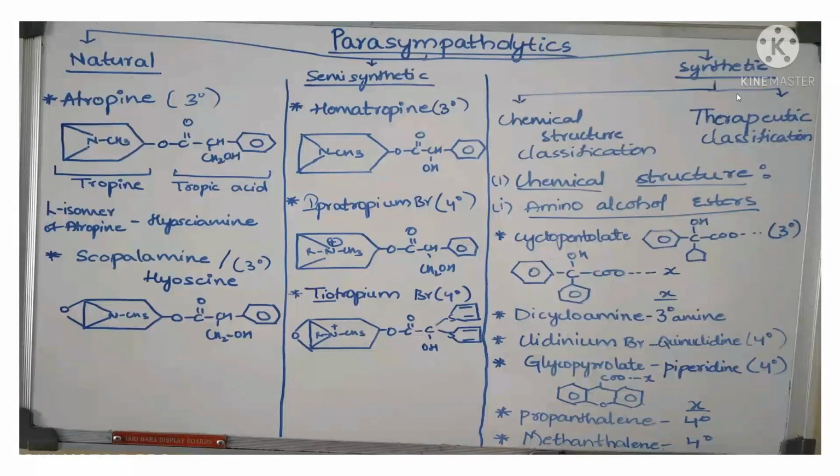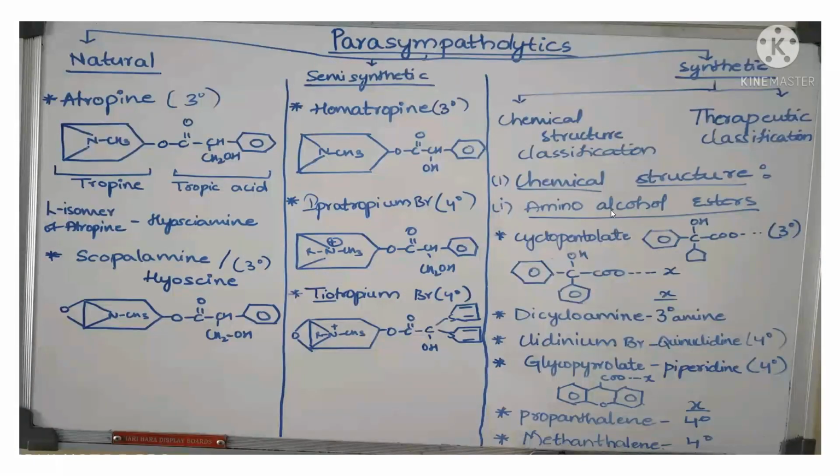The next one is synthetic. Under synthetic, there are two classifications: chemical structure classification and therapeutic classification. The chemical structure classification is according to medchem, and the therapeutic one is according to pharmacology, based on the therapeutic actions.